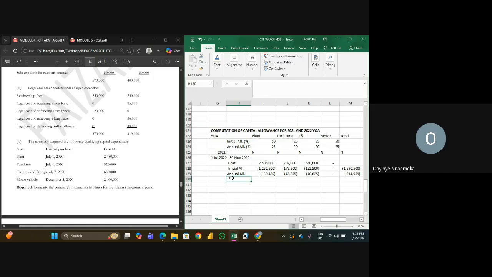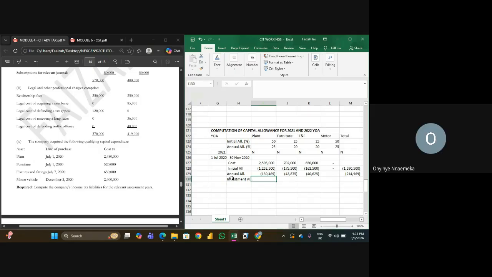So we are going to be utilizing investment allowance because as at this particular time we still have investment allowance. It has not been scrapped. I think it was financial 2023 that scrapped it also.